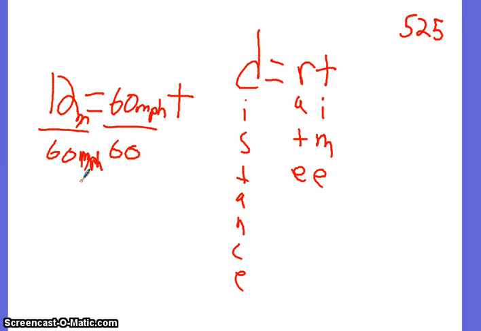12 divided by 60. No, 0.2. So that's 0.2. 0.2 what though? Hours. 0.2 hours. So in 1/5 of an hour you can get there. Yeah, 0.2 hours out of 1.